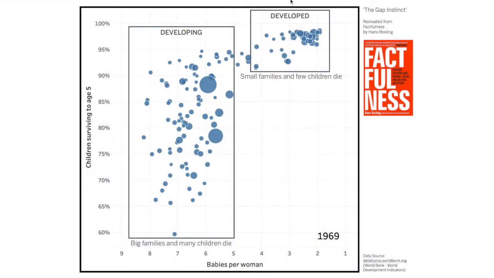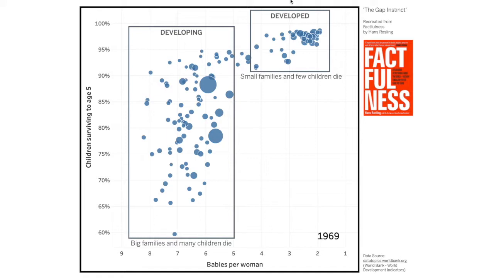So to explore the impact of bias, I've recreated this illustration from Hans Rosling's amazing book, Factfulness. He actually uses this to explore this kind of us and them view of the world, where we divide the world up into developed and developing nations. And he uses this to show that this is based on a 50-year-old data set and that our worldview is woefully out of date.